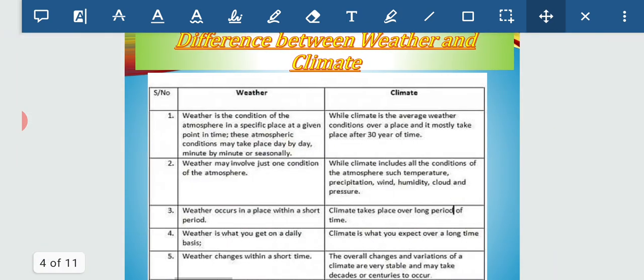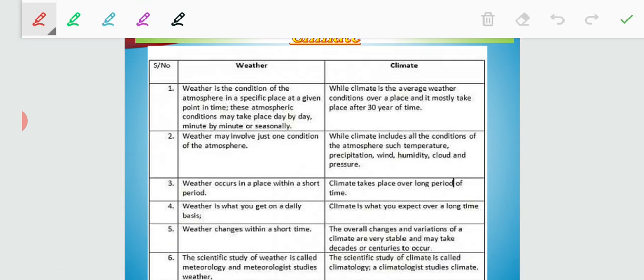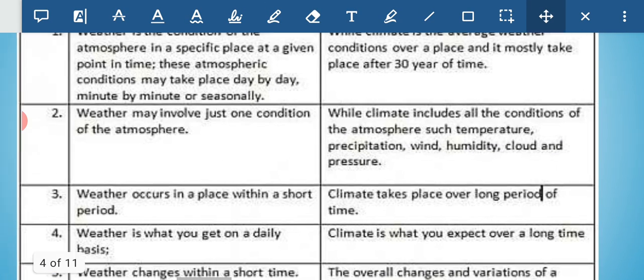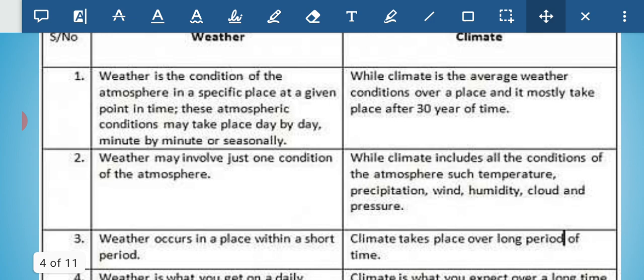Now next we will find out the difference between weather and climate. Weather is basically the condition of the atmosphere in a specific place at a given point of time, and these atmospheric conditions may change day by day, minute by minute, or seasonally. That means of a certain area.